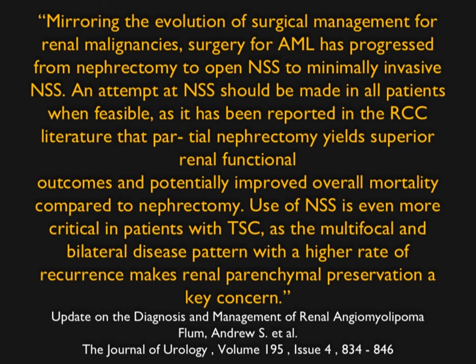So that's kind of covering AML. We spoke about spontaneous. We spoke about hereditary. We spoke about the difficulty at times in diagnosis. We spoke about the difficulty in terms of management. And we left you with some thoughts about making certain you find every AML and you don't send patients for surgery who have fat-poor AMLs.